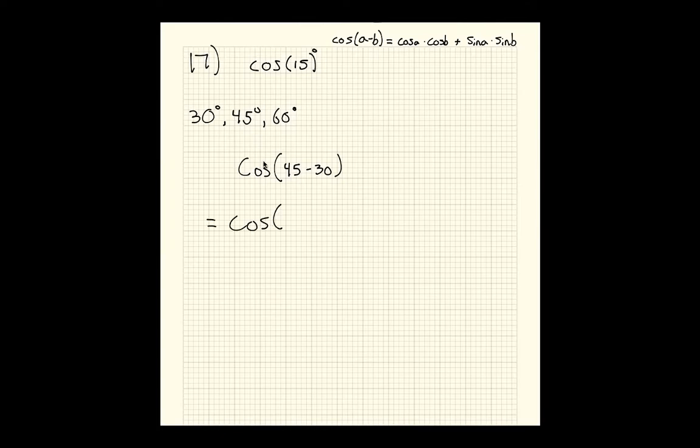So if I'm trying to find cosine 45 minus 30, that is going to be the cosine of 45 times the cosine of 30, adding to that the sine 45 times the sine of 30. Okay. So remember, we get all of these values from the unit circle.